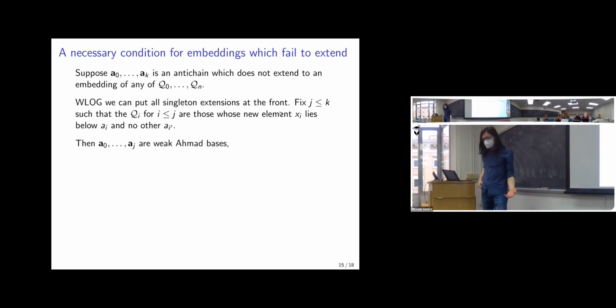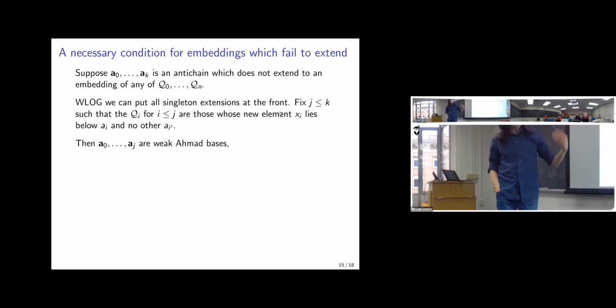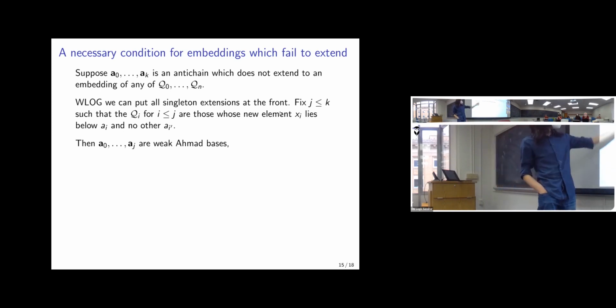Now, by the reasoning in the previous slide, because the anti-chain doesn't extend to an embedding of each of the Qis for I less than or equal to j, that tells us that A0 ... AJ are all weak Ammon bases. In other words, everything that's strictly below, say, A0 must be strictly below some other ai prime.